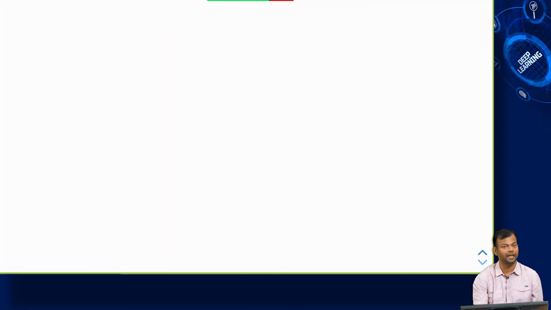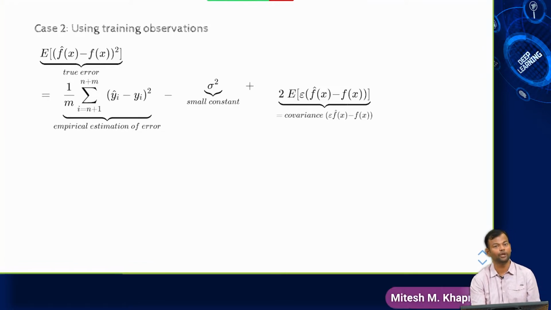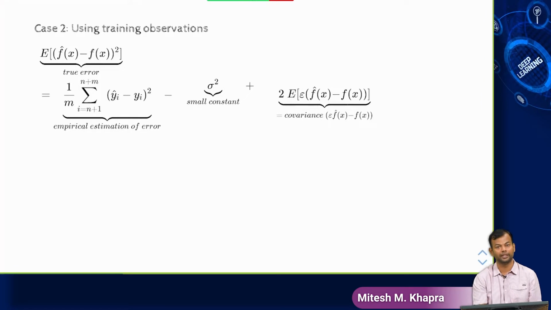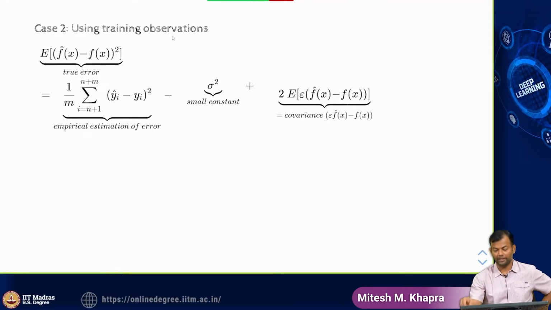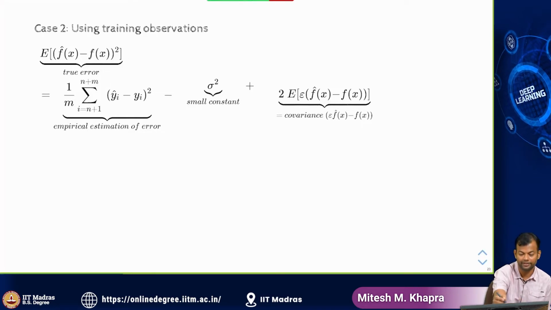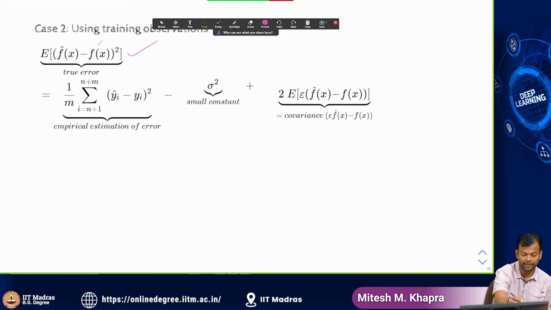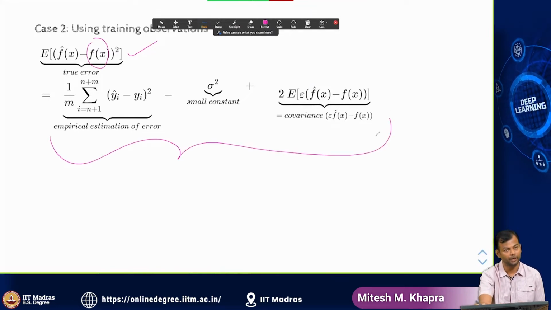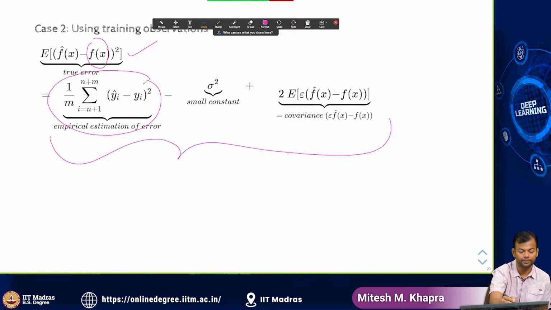And now we will also derive what happens if you had done the same using the training observations. So case 2 was when you are going to estimate the error. Now we are looking at what happens if we use the training observations. Again we are interested in this quantity, we cannot estimate it because of this, so we have approximated it using these 3 terms, and now the first term.